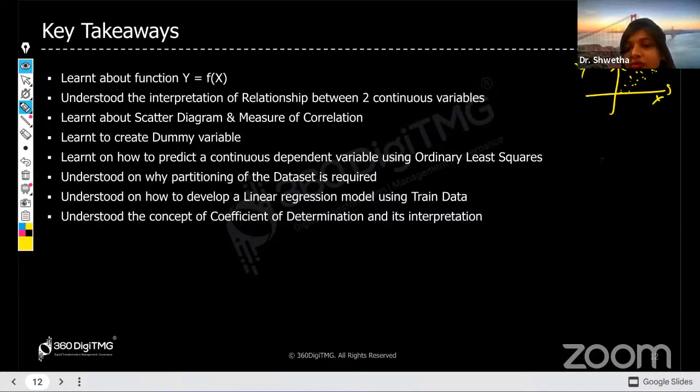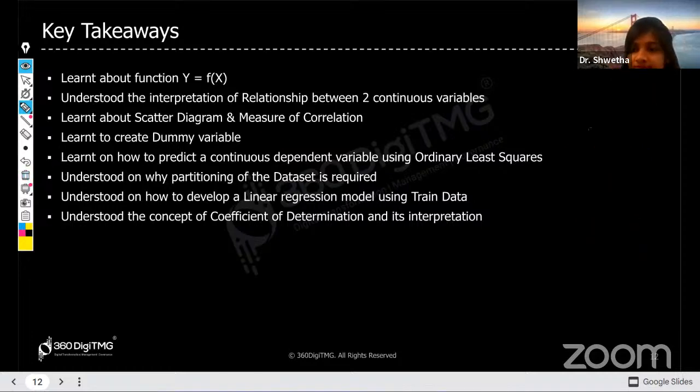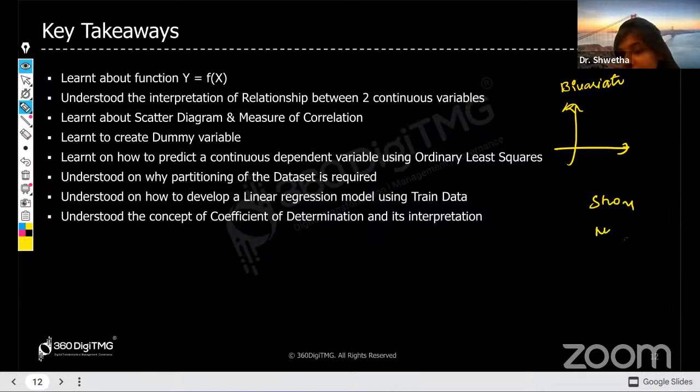Continuous variables are nothing but numerical data. Mainly, continuous variables would be numbers which can be written in decimal format and would make sense. This doesn't involve count data. Then we learned about the scatter diagram and the measure of correlation. Scatter diagrams are bivariate plots, and they show how well the variables are correlated, like strong, moderate, weak, or no correlation.